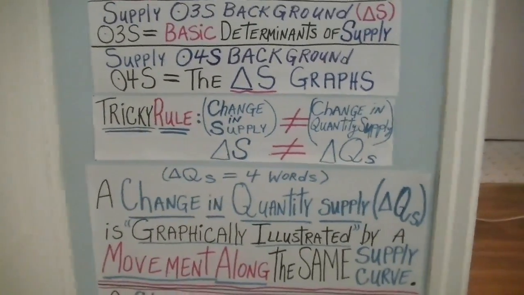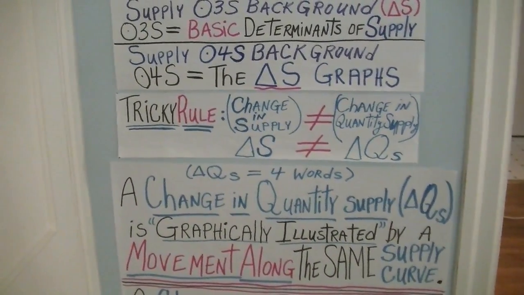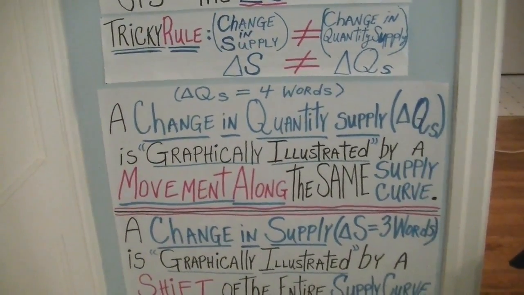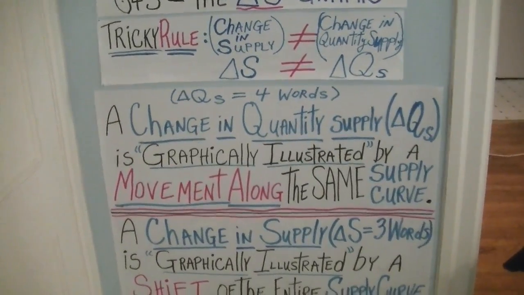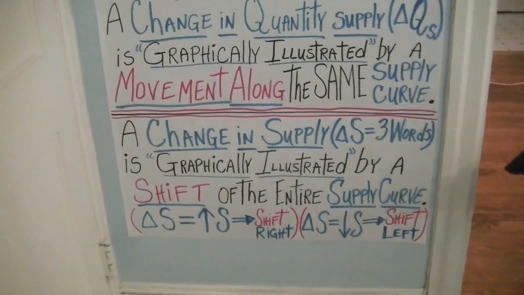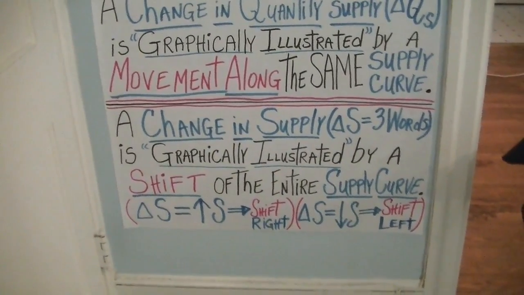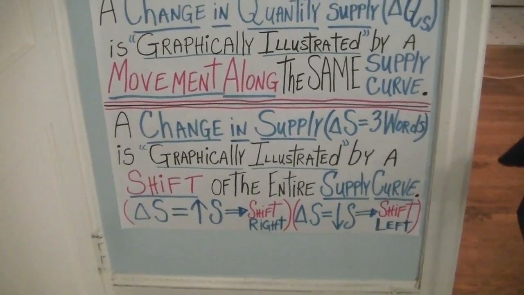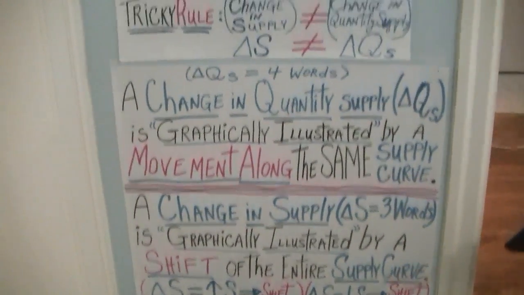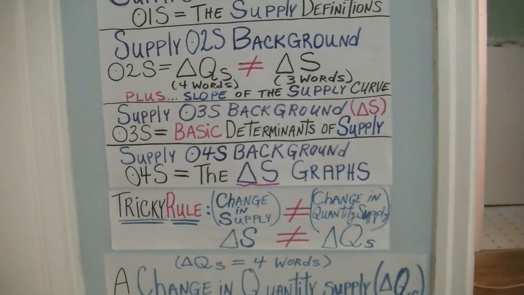And again, there's a tricky rule in the demand and supply model. The 3-word phrase change in supply is not the same thing as a change in quantity supply, the 4-word phrase. And a change in quantity supply is graphically illustrated by a movement along the same supply curve. But a change in supply coming up in 3S and 4S is graphically illustrated by a shift of the entire supply curve. If we have an increase in supply, it'll be a shift right. If we have a decrease in supply, it'll be a shift left. Now that's coming up, the graphs in 4S, and the words for the determinants of supply are in 3S, right? So they're in the next couple of videos coming up.